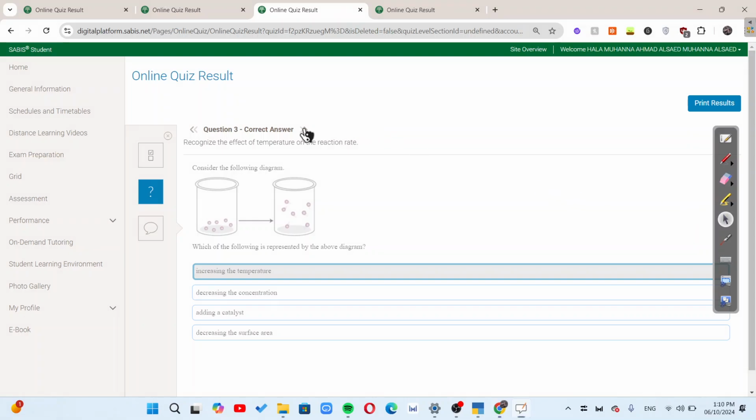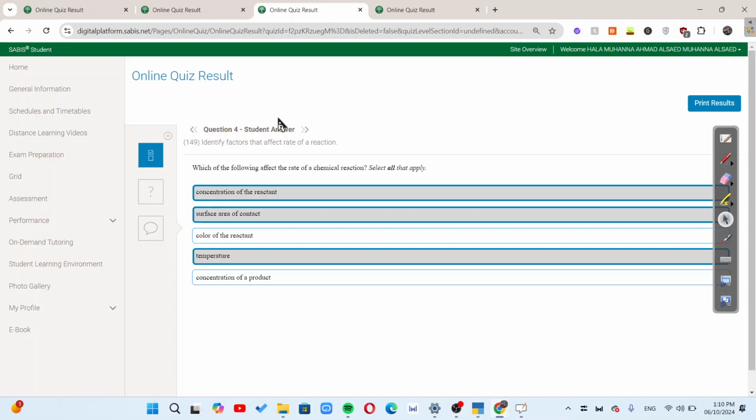Now, next question. Which of the following affects the rate of chemical reactions? For chemical reactions, we said concentration, definitely. Surface area, yes, which means more particles. Color, what does that really have to do with anything? It has no effect on anything. Temperature, yes. Concentration of product, no, it has to be concentration of reactant, not product. If it says reactant, yes. But since it's product, no.